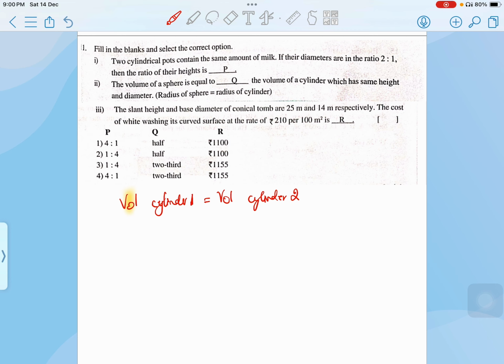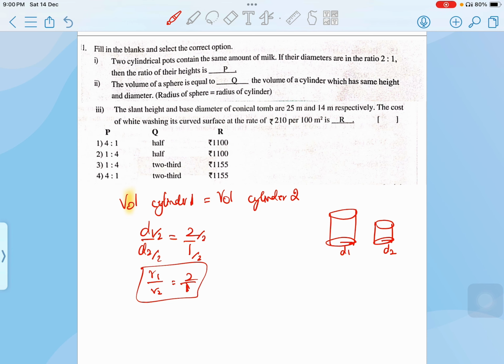So if their diameters are in a ratio 2 is to 1. So there is one cylinder, its diameter is this one, and another small cylinder is there. If you take diameters like D1 and D2, D1 is to D2 are in a ratio 2 is to 1. So diameters divided by 2, you will get radius 1 is to radius 2. Similarly, if you divide by 2, it won't make any change. So if the diameters are in a ratio 2 is to 1, the radii will also be in the same ratio, 2 is to 1. They are asking, if they hold the same volume, the ratio of their heights will be?